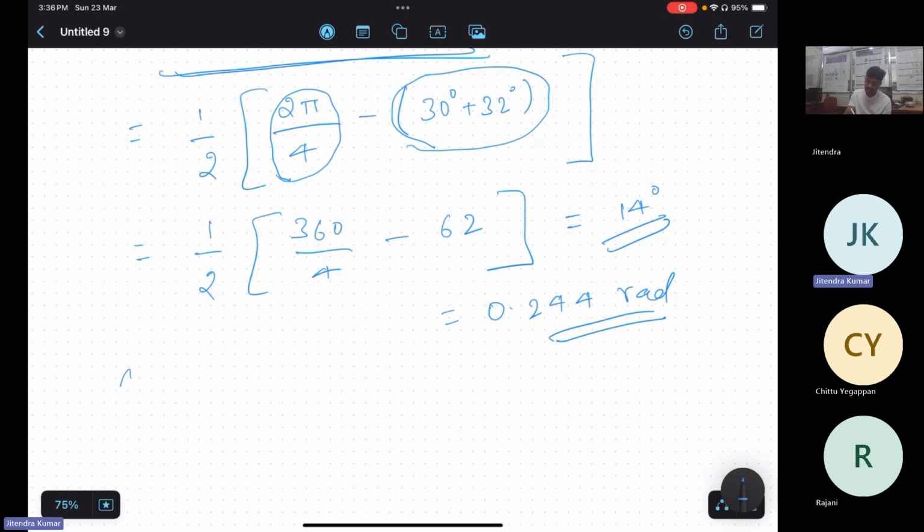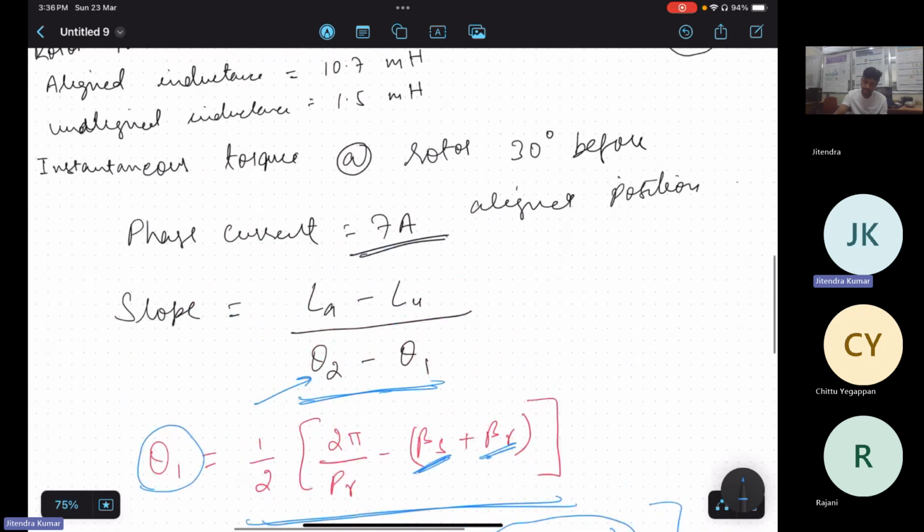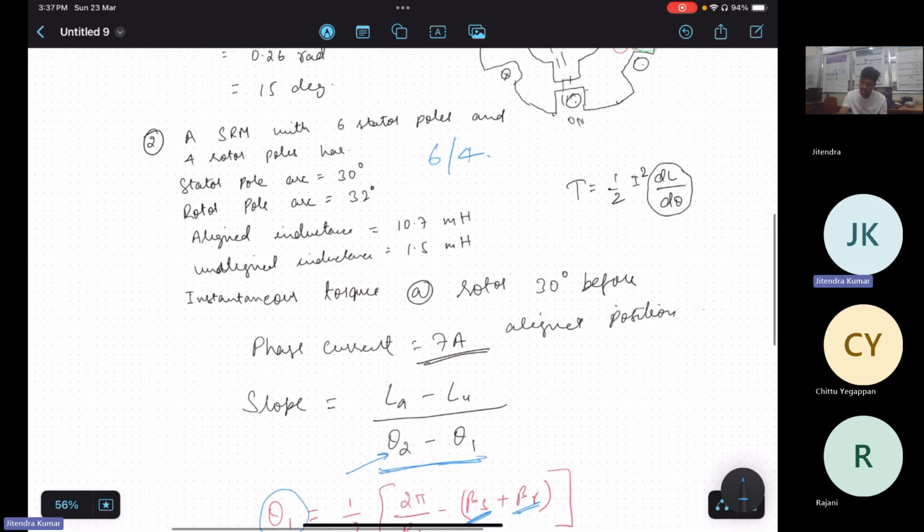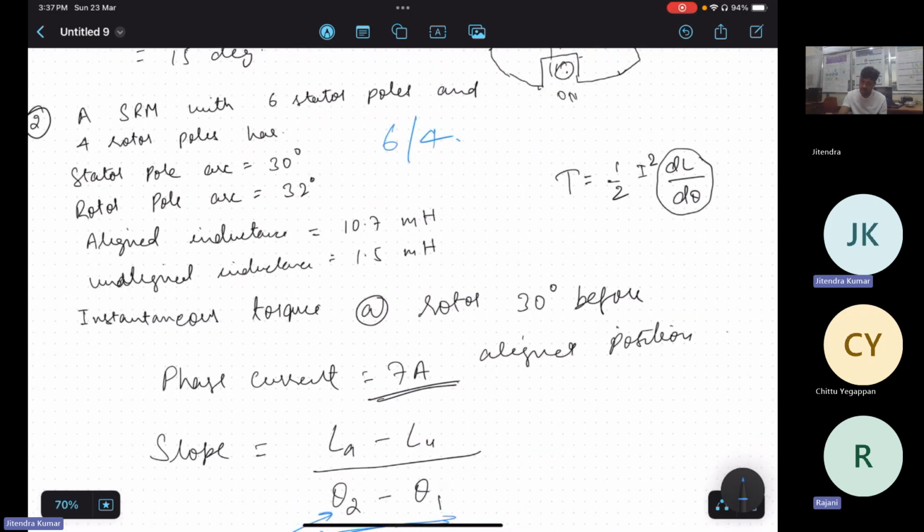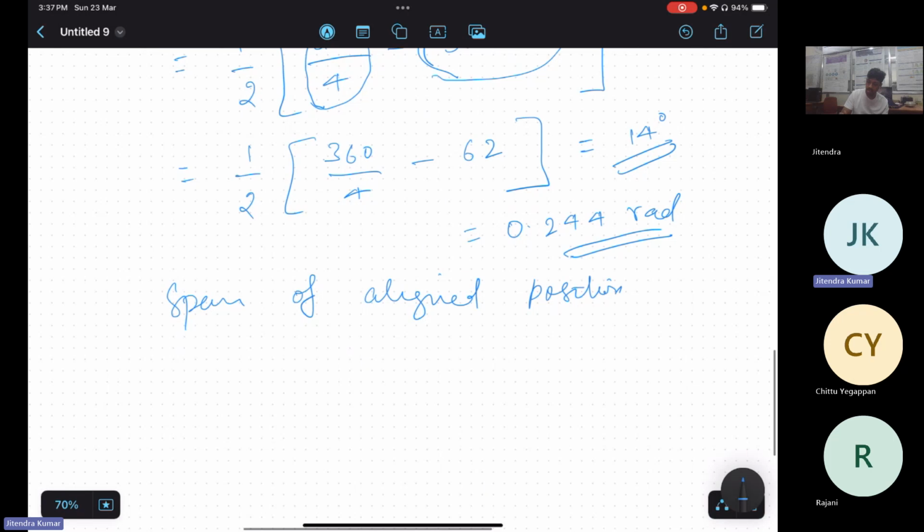Now regarding the span of the aligned position: how much will it be? That is theta 1 plus the angle they have given us. They have given us 30 degrees before the aligned position. If we add that angle plus 30 degrees, then we reach the aligned position.